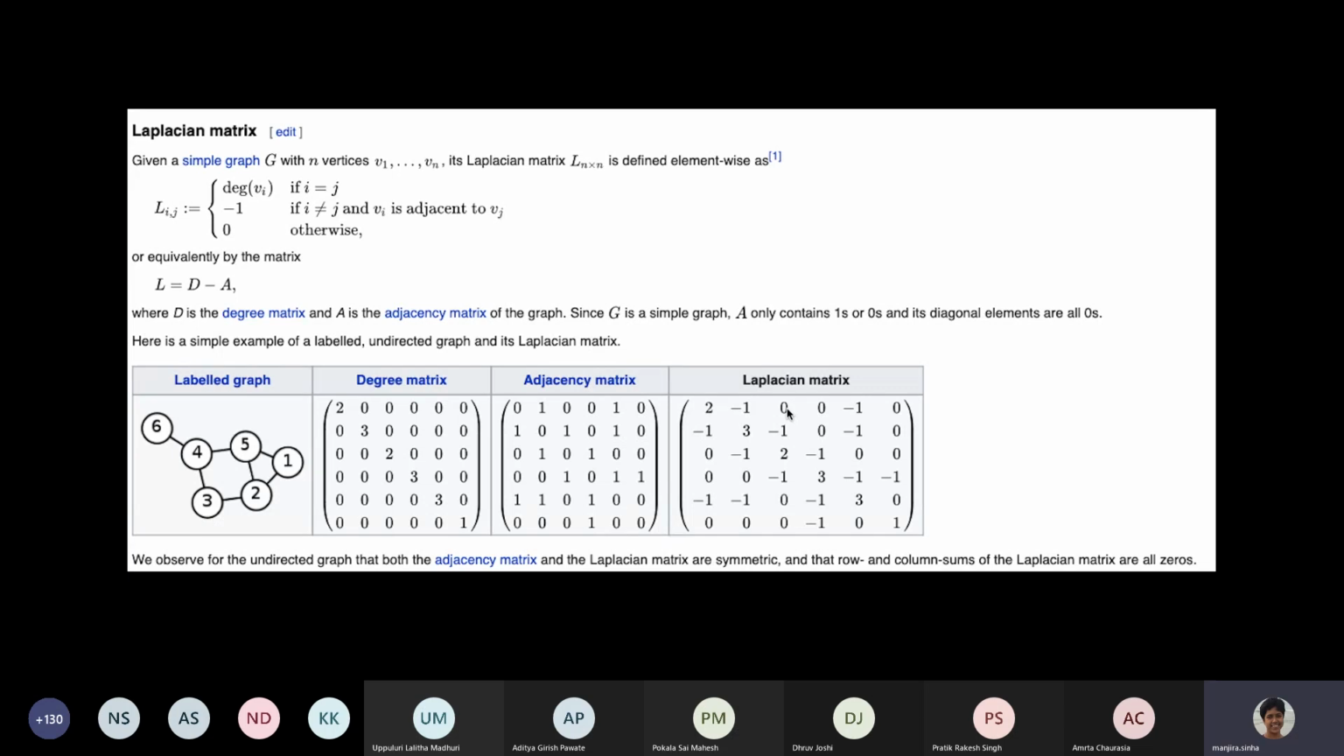So it's clear, the basic definition of Laplacian.